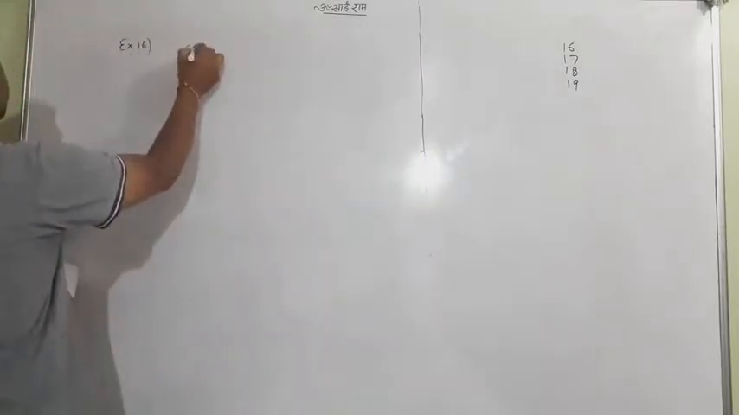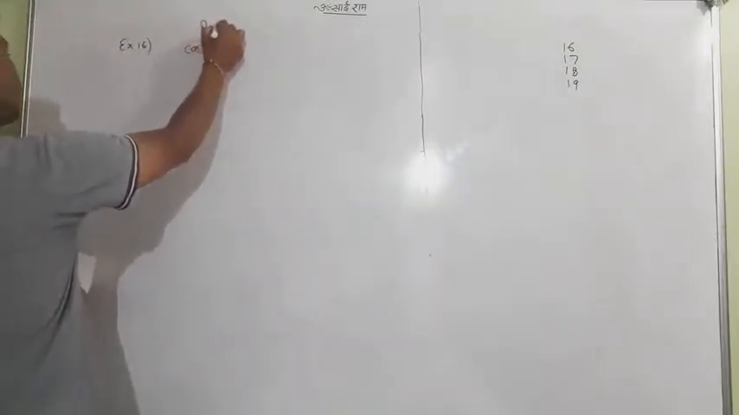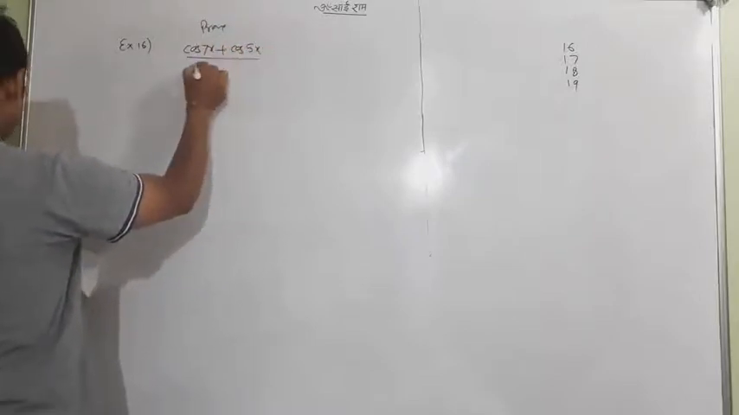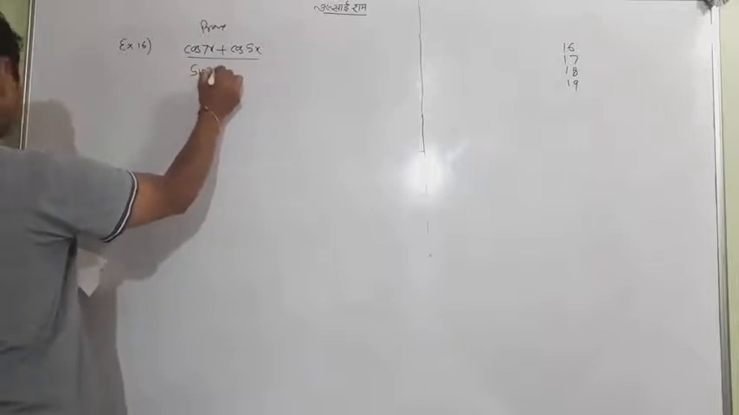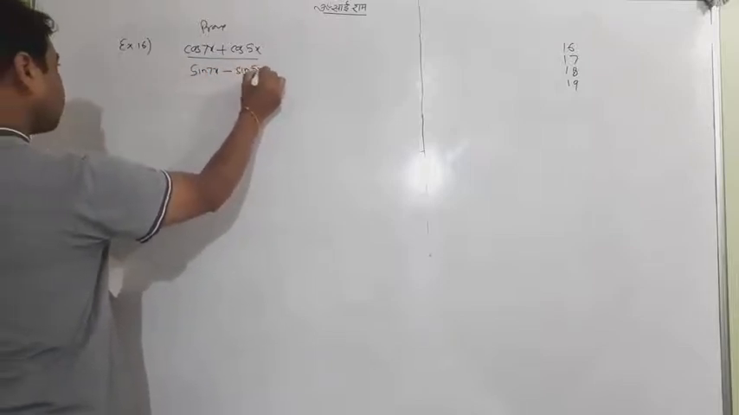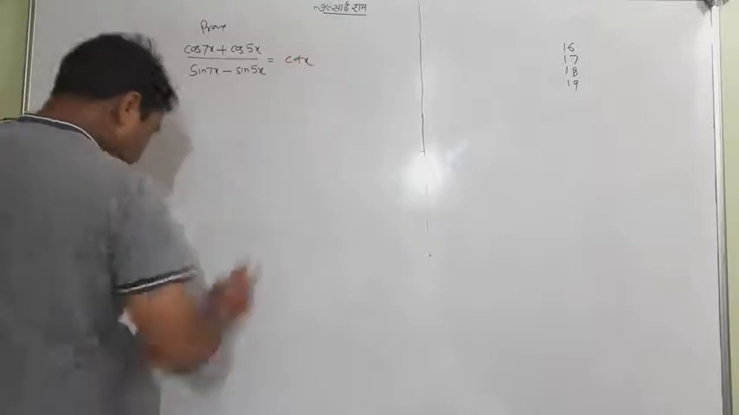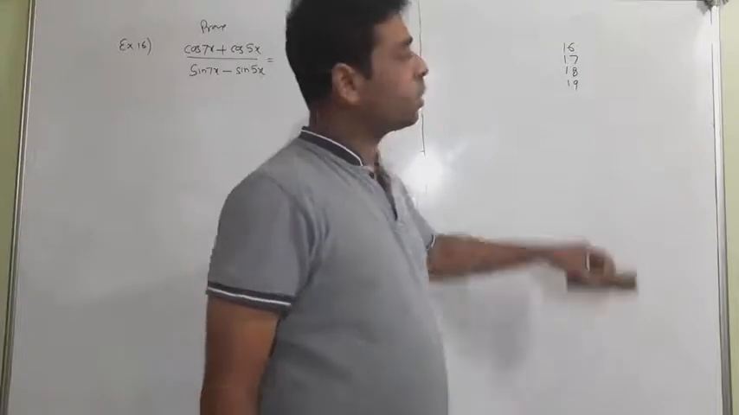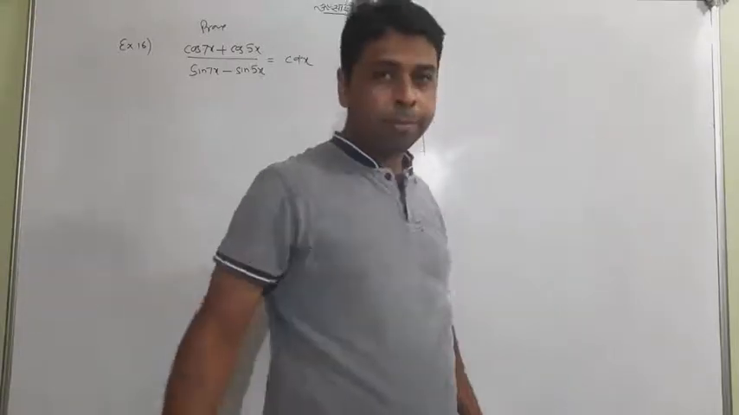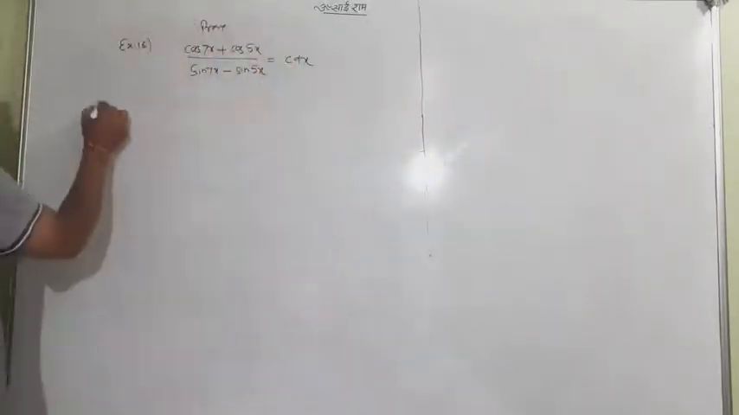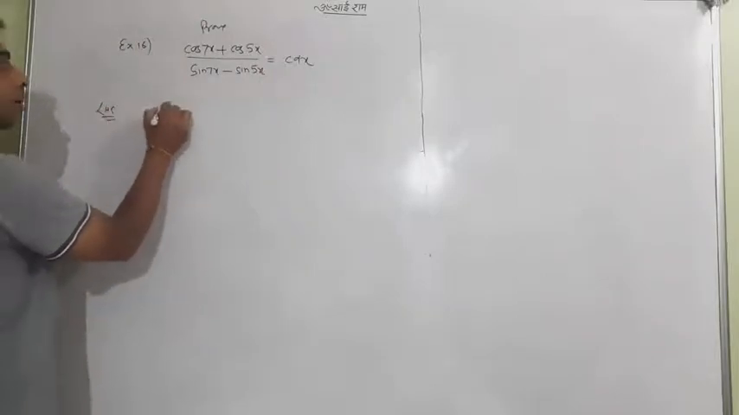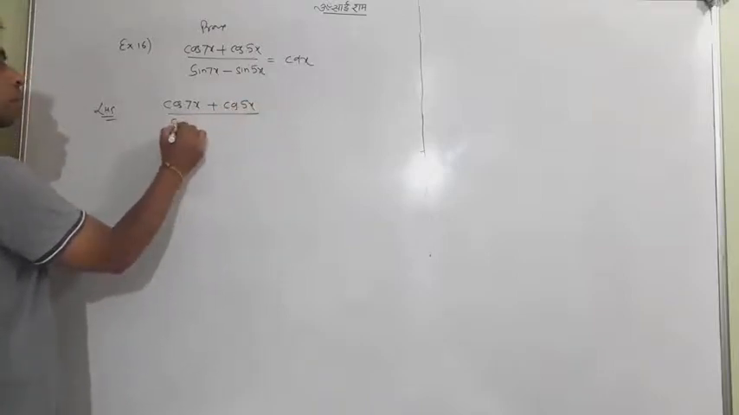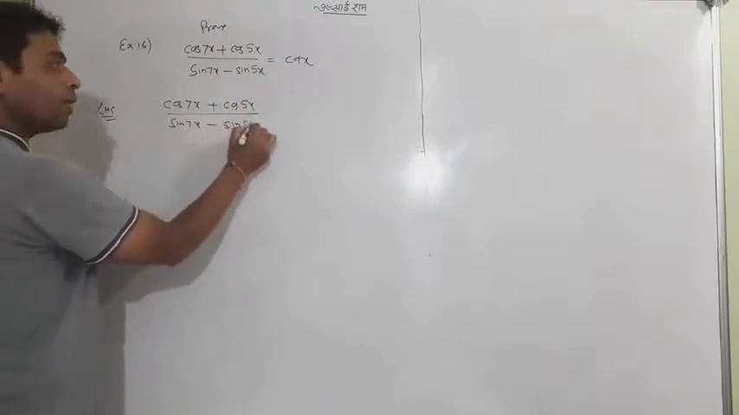Can you see example 16? Prove that (cos 7x plus cos 5x) upon (sin 7x minus sin 5x) equals cot of x. This is the question. And you know, from the exercise, 16, 17, 18, 19 are very much the same as this one. And it is again not tough. LHS I will take: cos 7x plus cos 5x, sin 7x minus sin 5x.